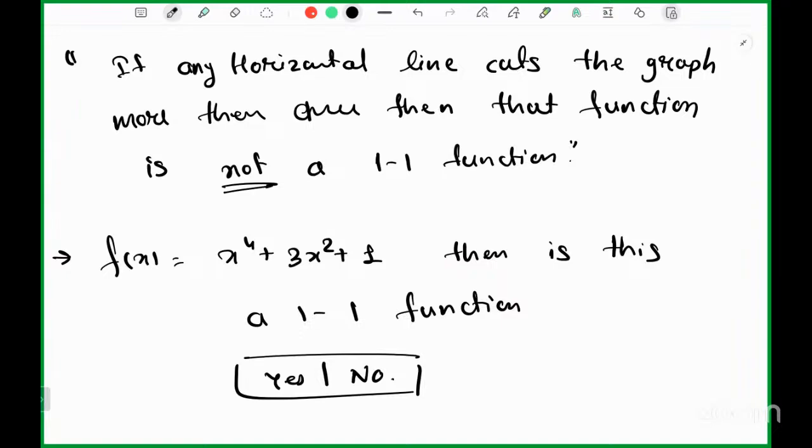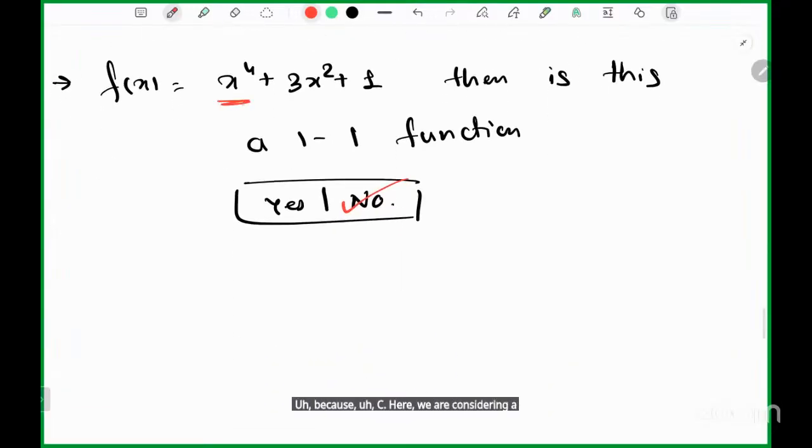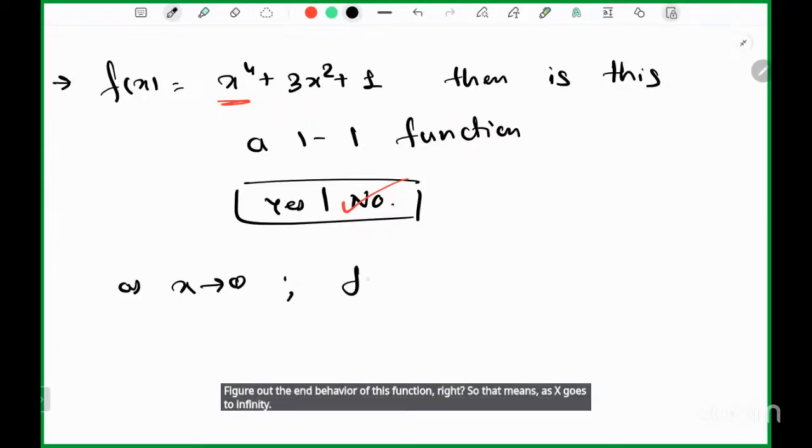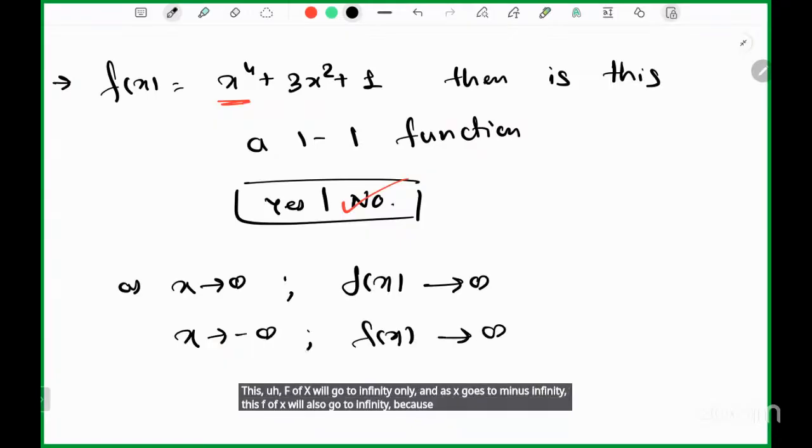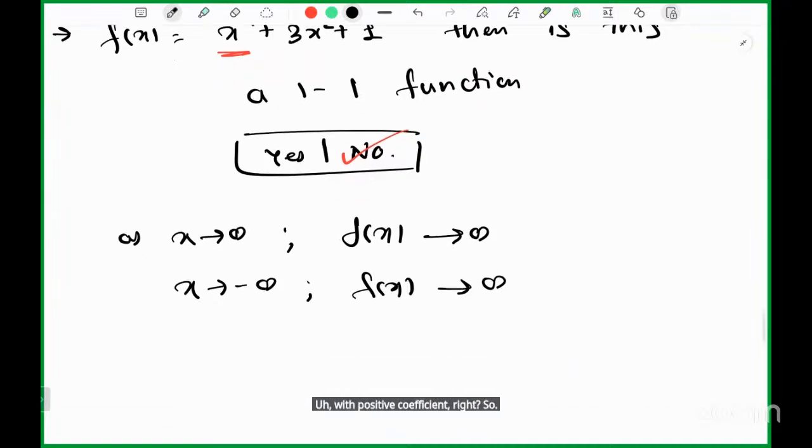Correct. So it's not a 1-1 function. Why is it not a 1-1 function? Because here we are considering a polynomial which has degree 4, right? So you can figure out the end behavior of this function. As x goes to infinity, f of x will go to infinity, and as x goes to minus infinity, f of x will also go to infinity, because it's an even polynomial with positive coefficient, right? So this end behavior is fine.